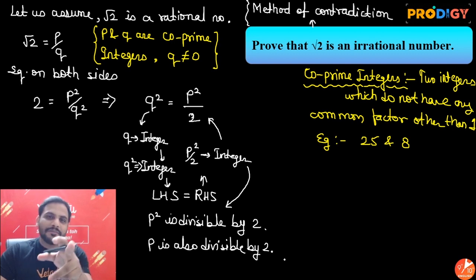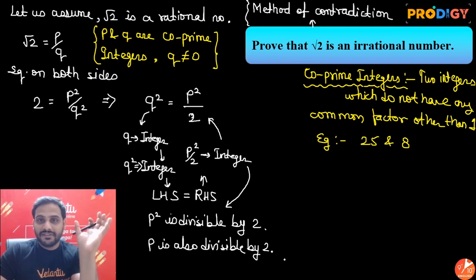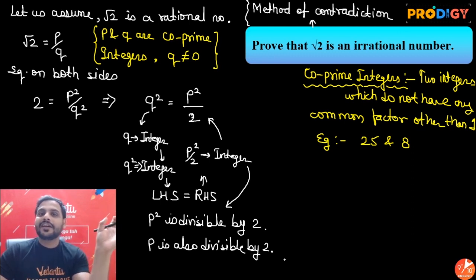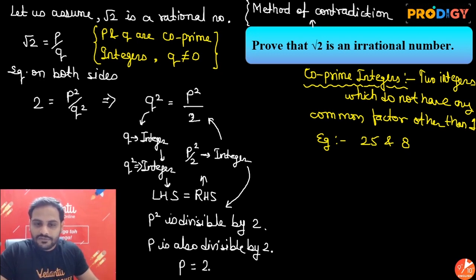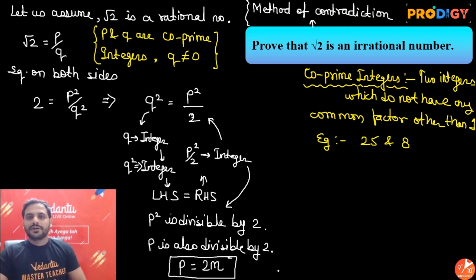Now, if you remember, when I taught you Euclid's division lemma, I told you that all the even numbers can be represented in the form of 2m. If a number is divisible by 2, we can write that in the form of 2m. If it is divisible by 3, we can write it in the form of 3m. If divisible by 4, we can write it as 4m. So if p is divisible by 2, I can write this p as 2m, a multiple of 2, 2 into m, remainder 0. Since p is divisible by 2, I can write p as 2m.